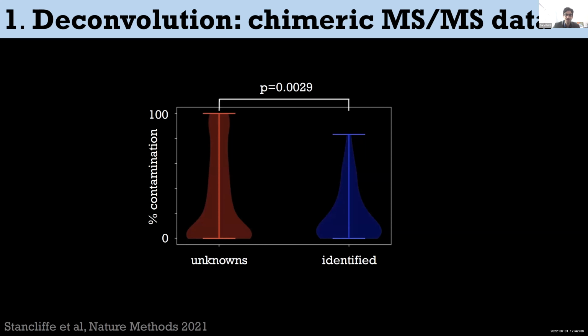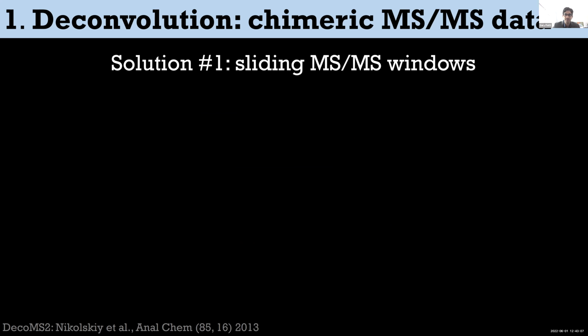And what you can see is in those features that we haven't yet identified, there is more contamination compared to the features that we have identified, suggesting the possibility that if we could remove some of this contamination, or figure out how to deconvolute these chimeric MSMS data, or do a better job at deconvoluting these MSMS data, that it might allow us to make more identifications, even though we're still doing DDA experiments. So how can we go about trying to achieve deconvolution of chimeric MSMS data in metabolomics? I'm going to provide a couple of different solutions by which we can approach this problem.